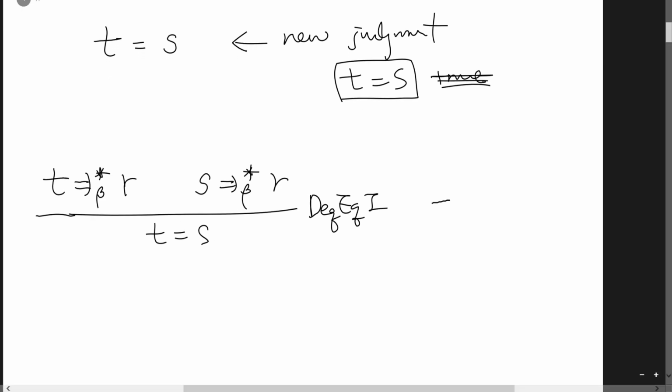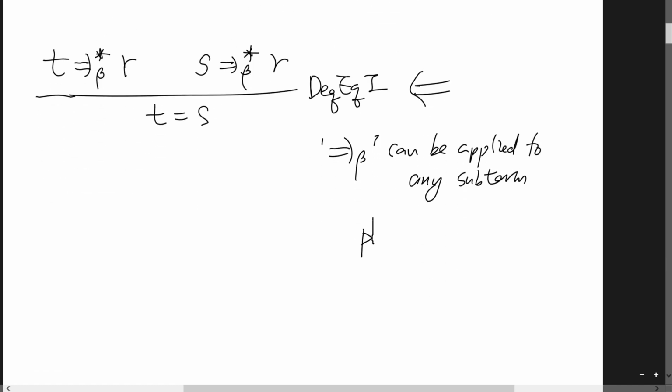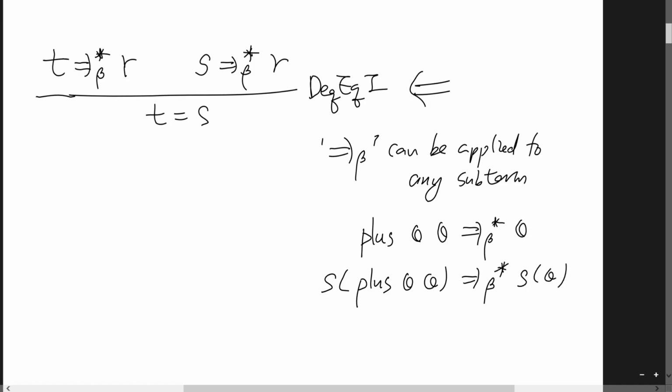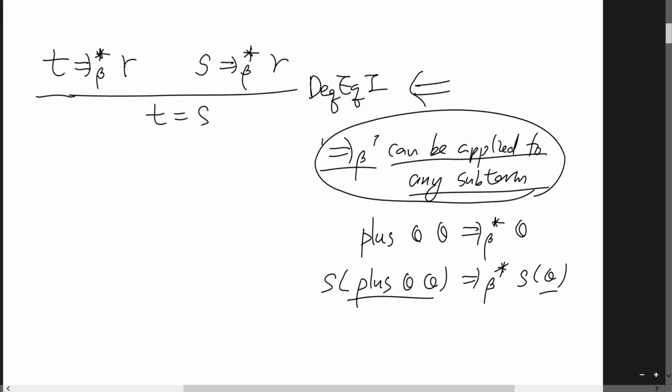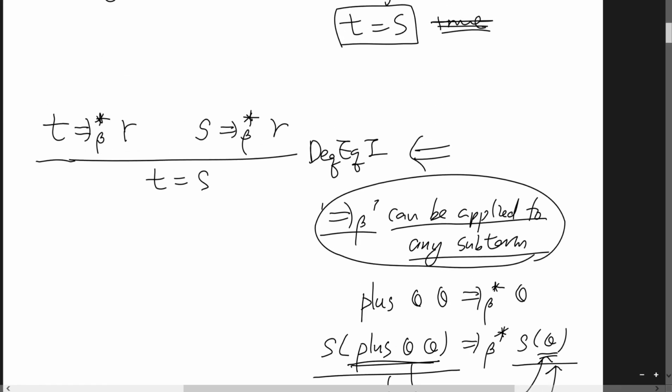But an important assumption in this rule is that this beta reduction can be applied to any subterm. So for example, we know that plus 0, 0 beta reduces to 0. So therefore, this is also a valid beta reduction, because this inner term can be reduced to this one. And the assumption here is this beta reduction can be applied to any subterm. So this one beta reduces to this one, and therefore the whole term also beta reduces to success over 0. So in this rule, you want to remember that beta reduction can be applied to any subterm.